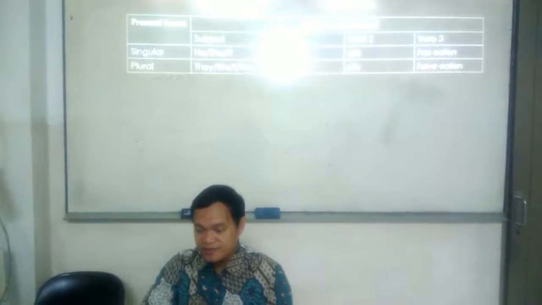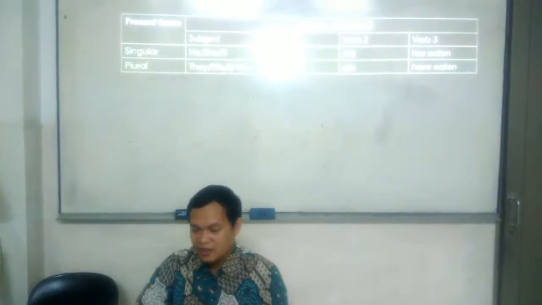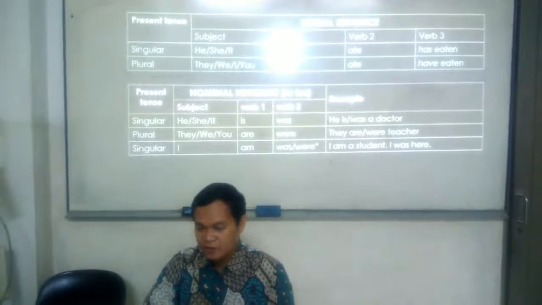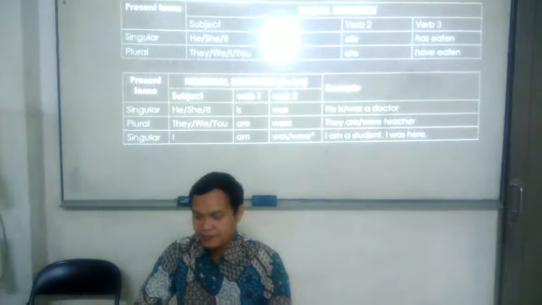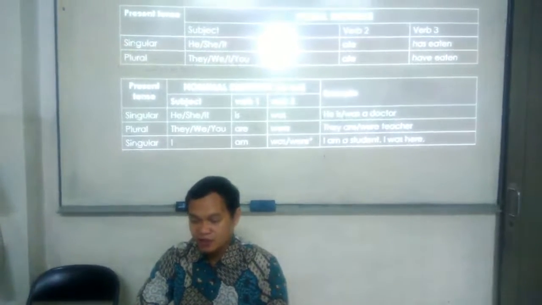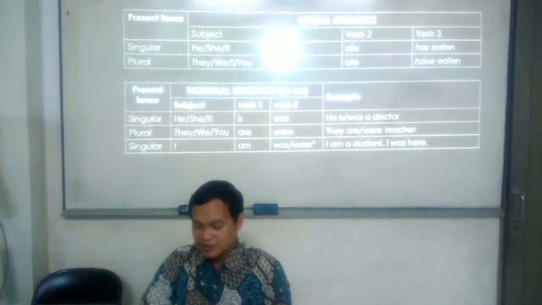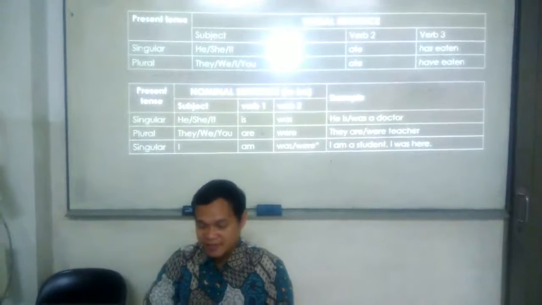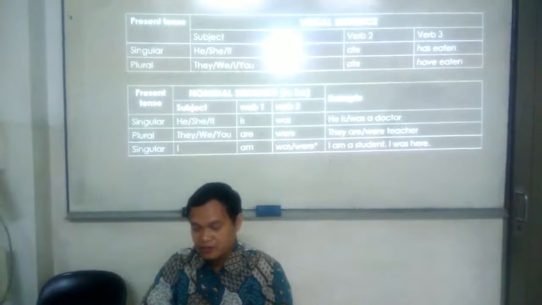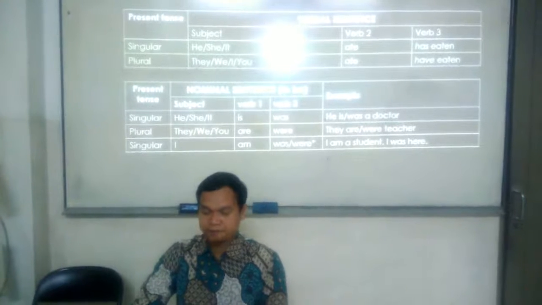Okay, then what else besides the verbal sentence? Another sentence type is the nominal sentence. A nominal sentence has a subject: singular he, she, it, plural they, we, you, and singular I. A singular subject is followed by the to be, is. A plural subject, they, we, you, is followed by are. And last, I is followed by am.